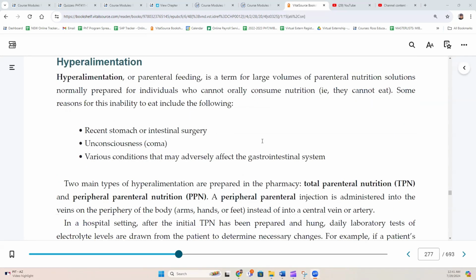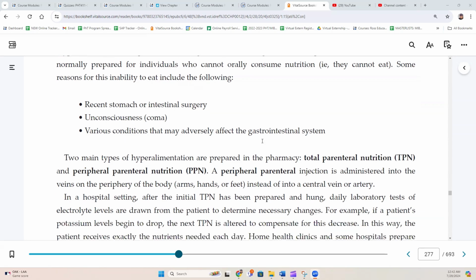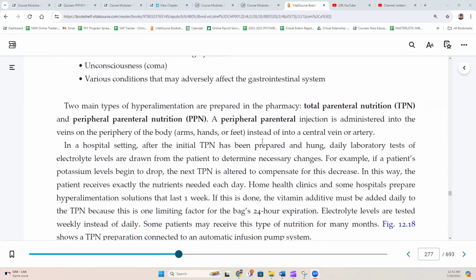Hyperalimentation or parenteral feeding is a term for large volumes of parenteral nutrition solution, normally prepared for individuals who cannot orally consume nutrition. So this is people with like cancer or that have had strokes, stuff like that. Some reasons for the inability to eat also can be from recent stomach or intestinal surgery, unconsciousness. So of course, if you're unconscious, you can't eat, but you still need nutrition in your body. Various conditions may also adversely affect the gastrointestinal system.